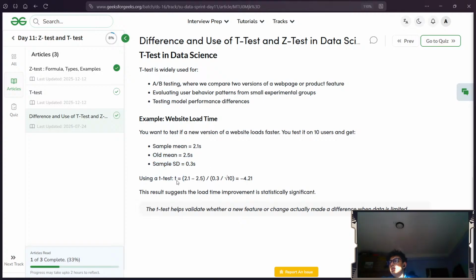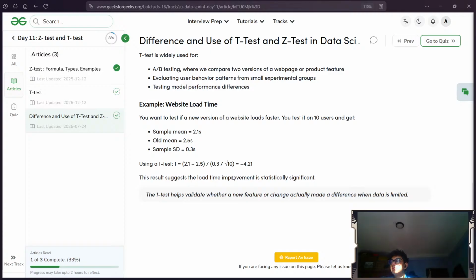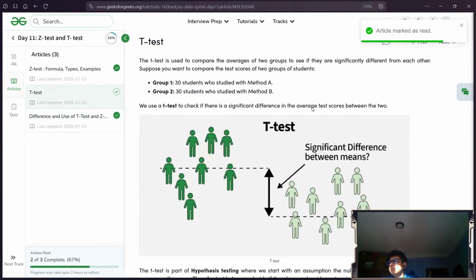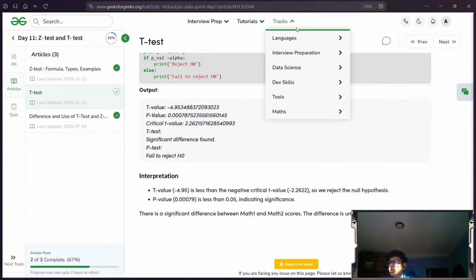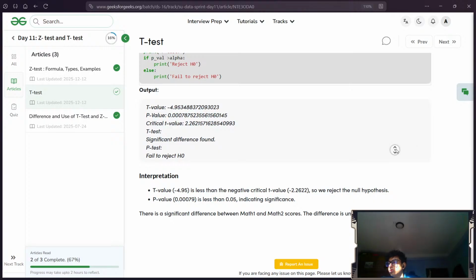Using a t-test, t is equal to this. This result suggests the load time improvement is statistically significant. The t-test helps validate whether a new feature or change actually made a difference when data is limited. So we'll look into the t-test and it will be more helpful.